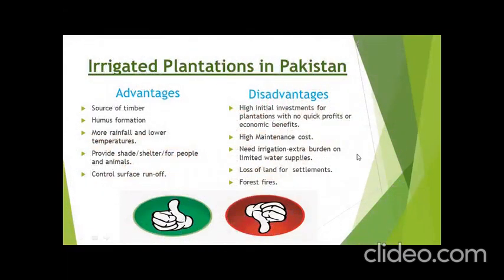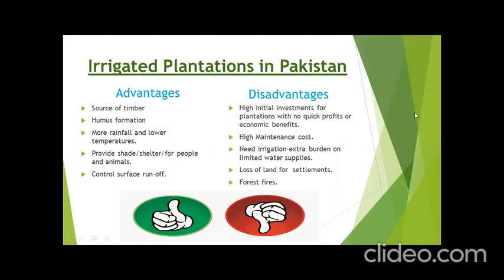Now let's discuss why irrigation is necessary for the plantations of trees. There is low rainfall and unreliable rain in Pakistan. Pakistan has a high rate of evapotranspiration. There is a need for a regular supply of water. Water is necessary to settle the soil and prevent soil erosion. Trees need water to grow. Therefore, in Pakistan, we find more irrigated plantations.